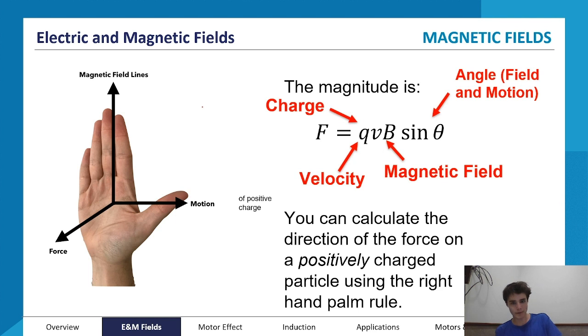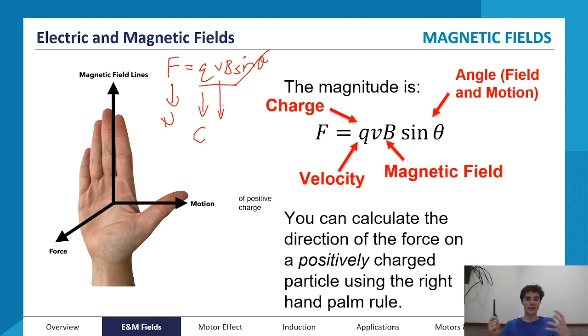Now, the formula for our magnetic force is given like this. Our magnetic force is equal to QVB sine theta. Ignore the sine theta for now, just focus on the QVB, that's the important part, where F is our force, it's measured in newtons. Q is our charge, it's measured in coulombs. V is the velocity of a particle.